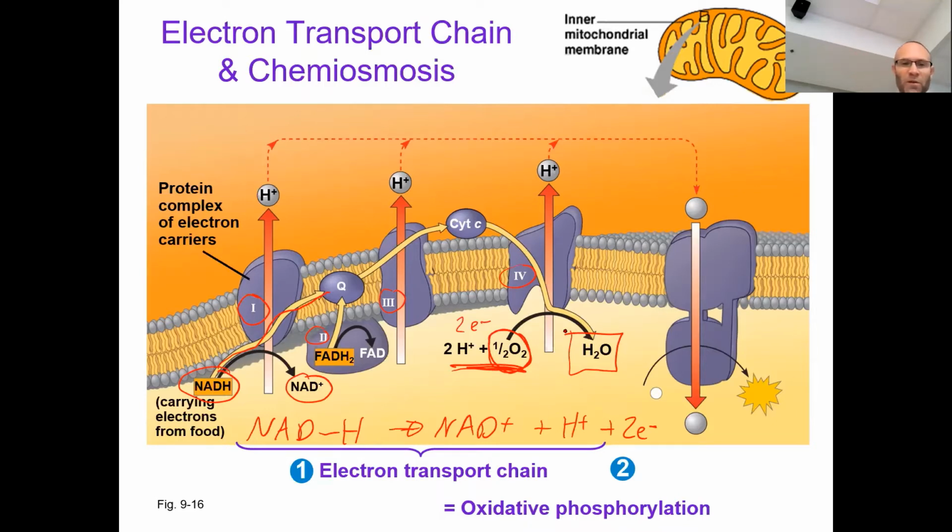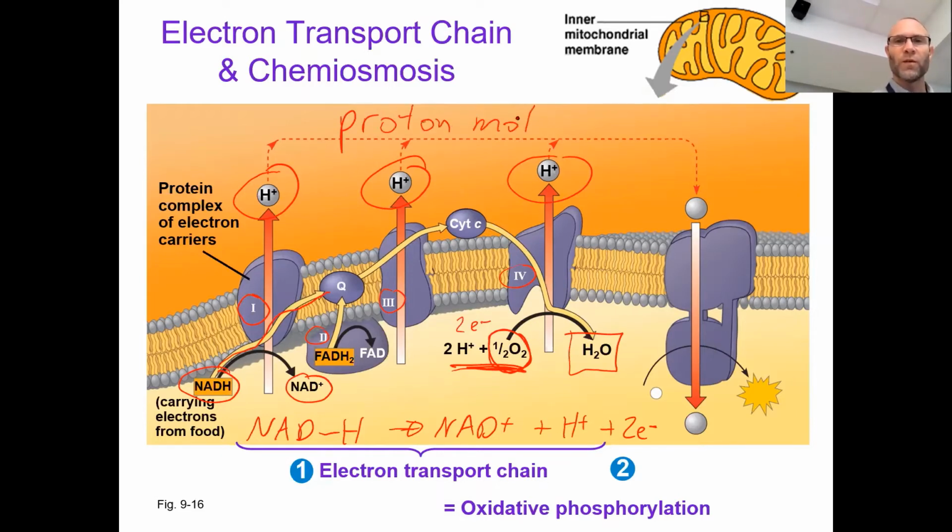Well, if you take a look at the other part of this formula, we have these hydrogens. We're taking them from the matrix, and we're moving them into the intermembrane space. So we're actually moving a whole bunch of hydrogens. You can see we're moving them at complex 1, 3, and 4. And as a consequence, up here, we're making our proton motive force.